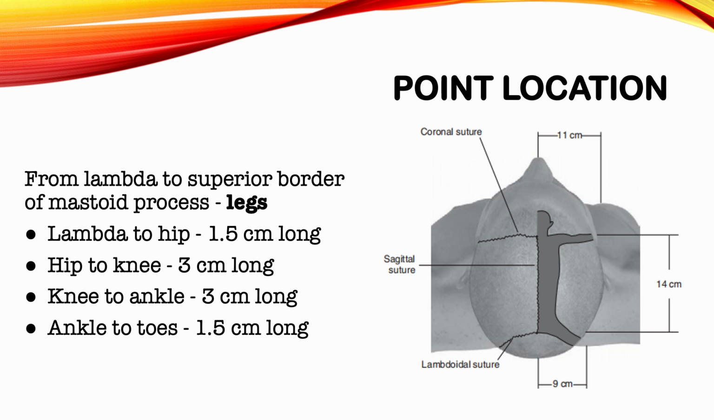From lambda to the superior border of the mastoid process are the legs. Lambda to the hip is 1.5 centimeters long. The hip to the knee is 3 centimeters long. The knee to the ankle is 3 centimeters long. The ankle to the toes is 1.5 centimeters long.